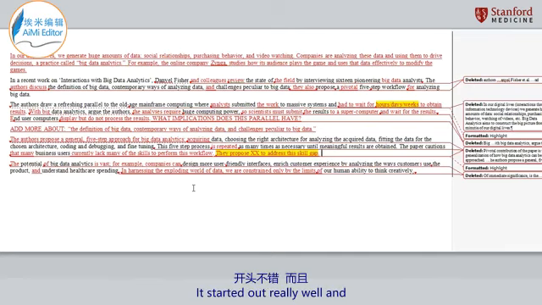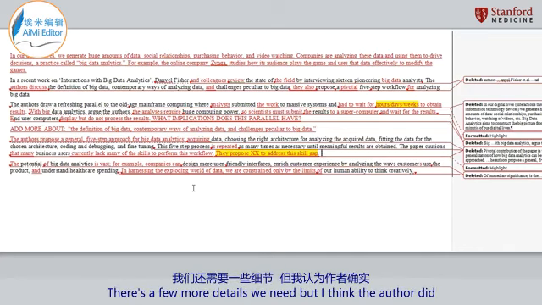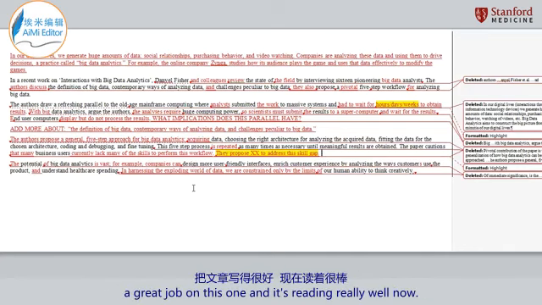It started out really well, and I've just moved a few things around to bring out a few things. There's a few more details we need, but I think the author did a great job on this one, and it's reading really well now.